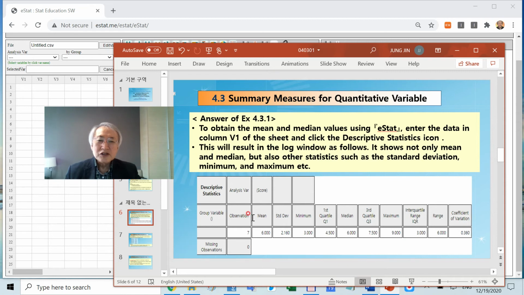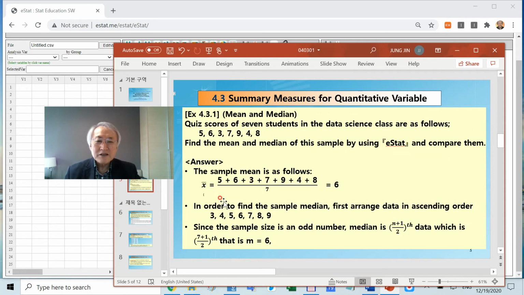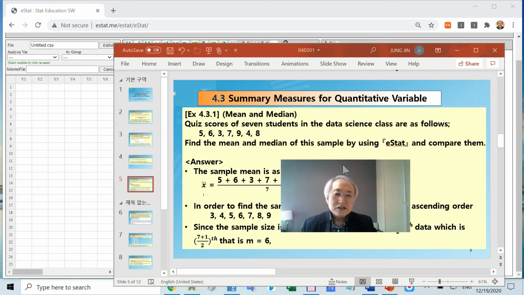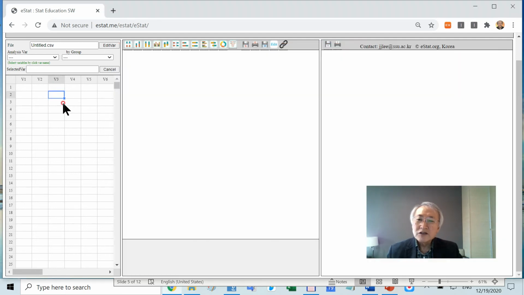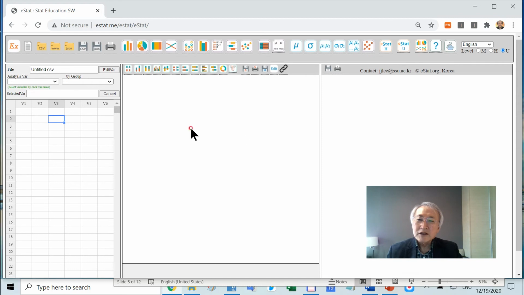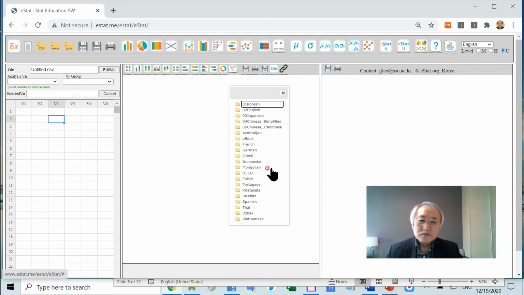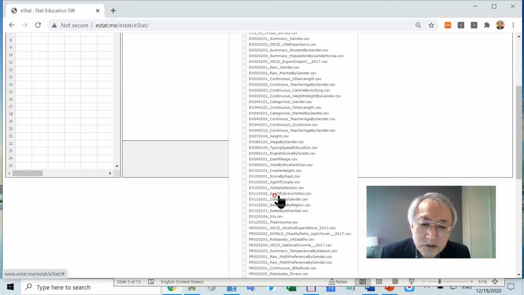Well, you can use E-stat. Let's practice that. You have this data. Let's check in E-stat. Do you have E-stat right now? Click ebook. We are talking about example 4.3.1.